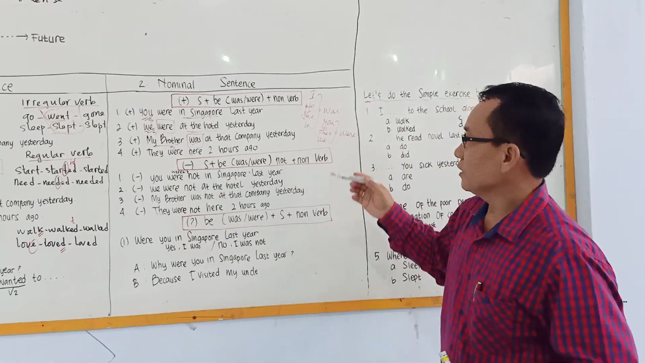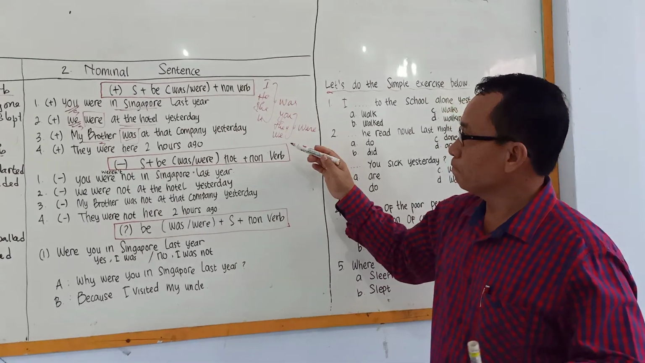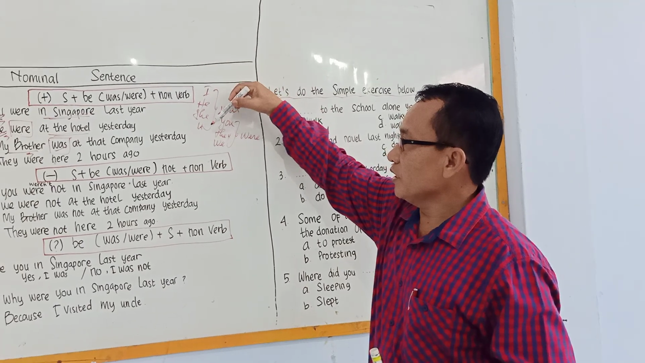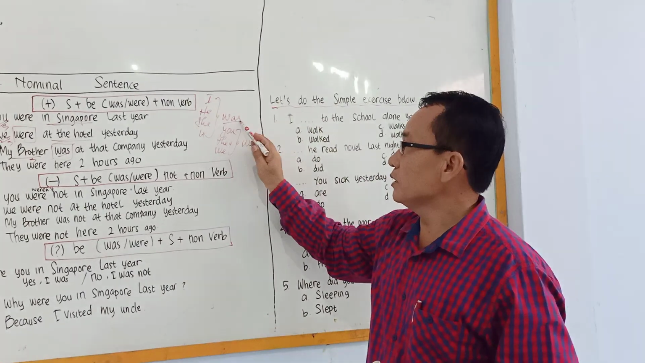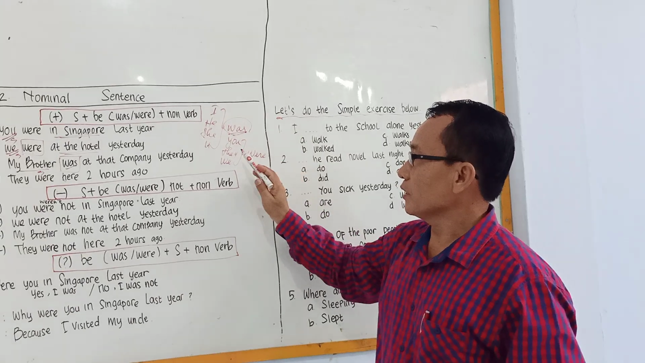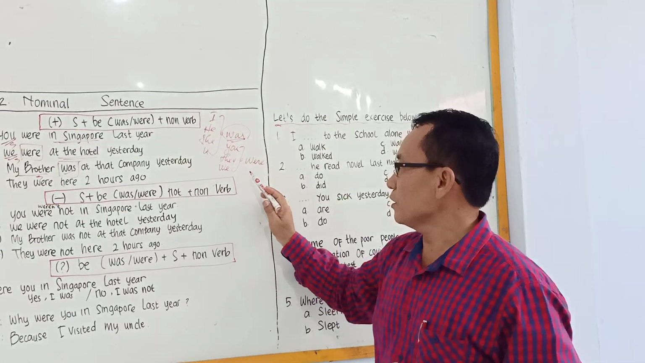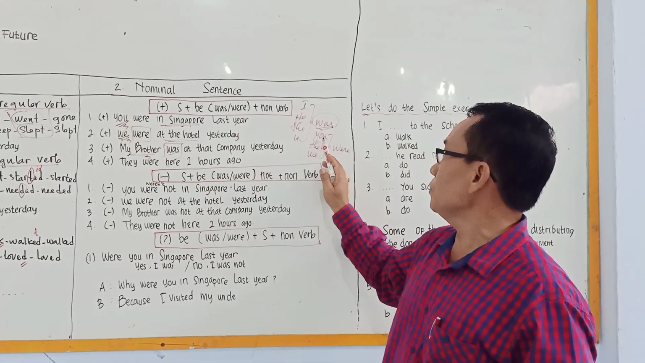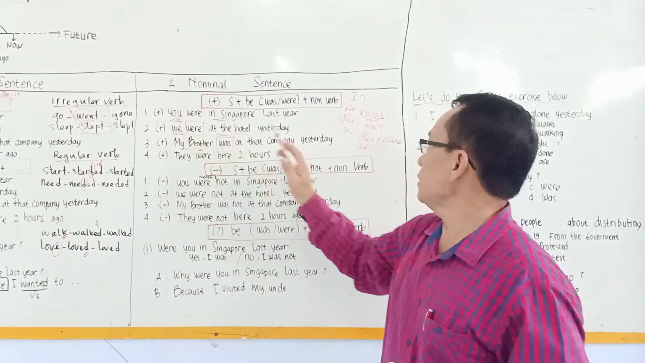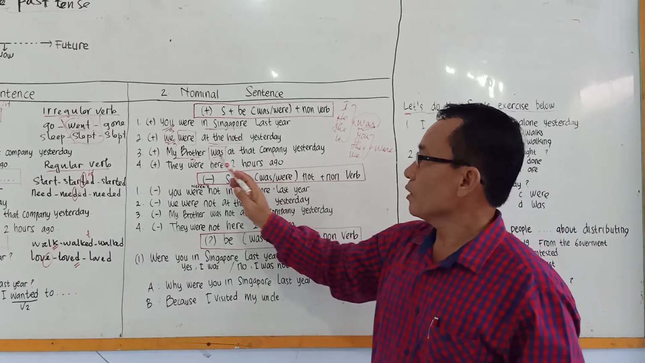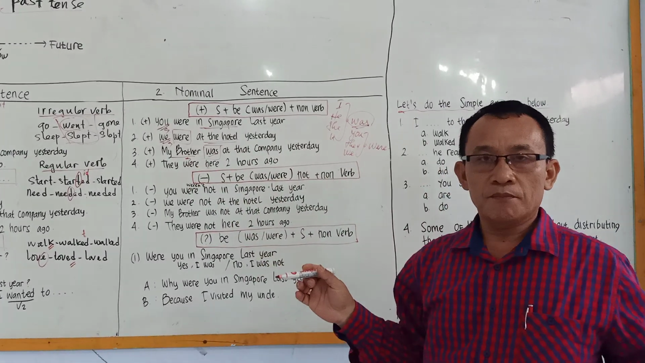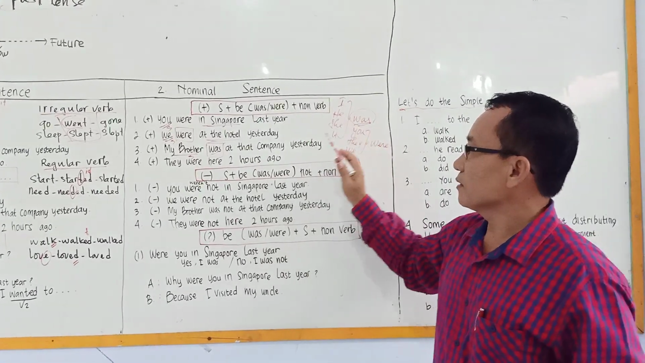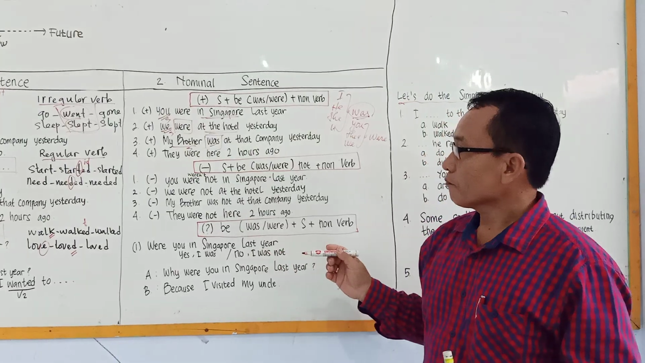Careful. Here is the formula. For subject I, he, she, it, you can use was. For subject you, they, we, you can use were. Okay, that's why you were, we were, my brother, boy, man, and he was, my brother was. Okay.